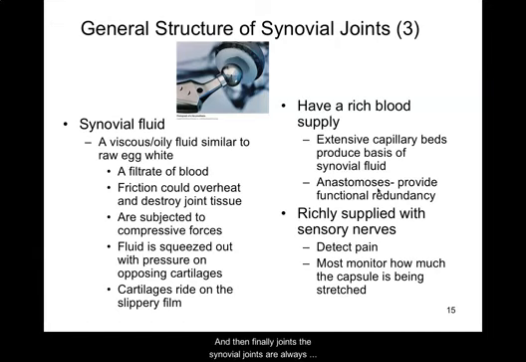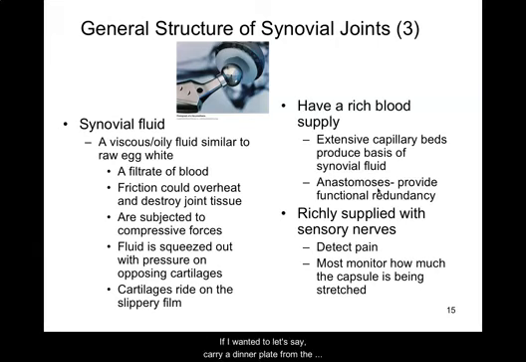And then finally, joints. These synovial joints are always going to be richly supplied with sensory nerves. Sensory nerves are there to detect pain, so this is what makes joint damage so particularly painful. But most of the sensory nerves are there to actually monitor stretch in the joint capsule. This is how we can know to bend or straighten a joint to a particular position.